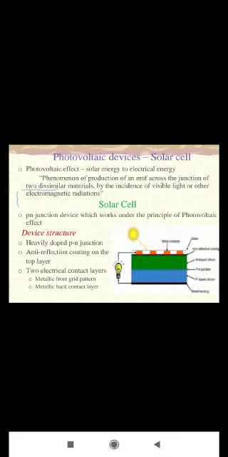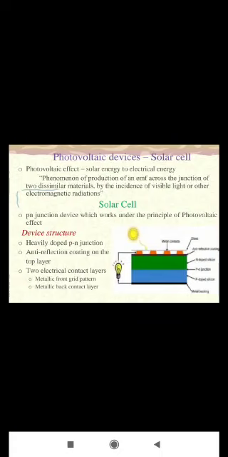Now coming to photovoltaic devices, that is solar cells. A solar cell is a PN junction device which makes use of the photovoltaic effect to convert solar energy to electrical energy. So what do you mean by photovoltaic effect? Photovoltaic effect is the phenomenon of production of an EMF across a junction of two dissimilar materials, for example semiconductors, when it is struck by light or other electromagnetic radiations.